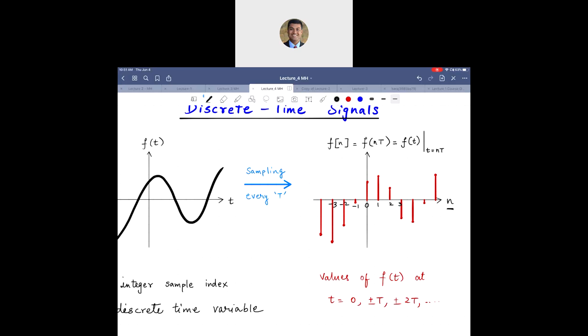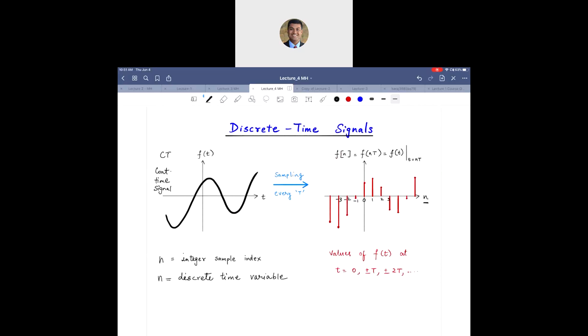Now, how do I go from f of t to f of n? In terms of convention, note that n has a square bracket around it, t has a parenthesis around it. So that's a convention for continuous time and discrete time signals. Now, f of n is essentially evaluated as f of small n cap T. So n is going from 0, 1, 2, 3, and so on, also -1, -2, -3, and so on. And we are essentially evaluating the function at those specific times, nT. So 1T, 2T, 3T, and so on.